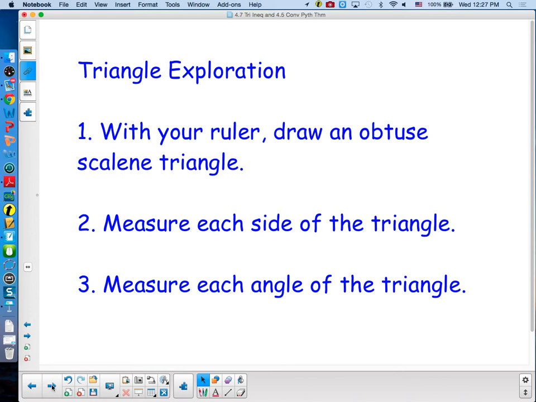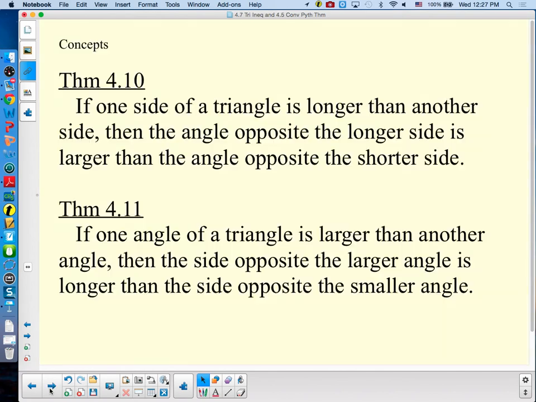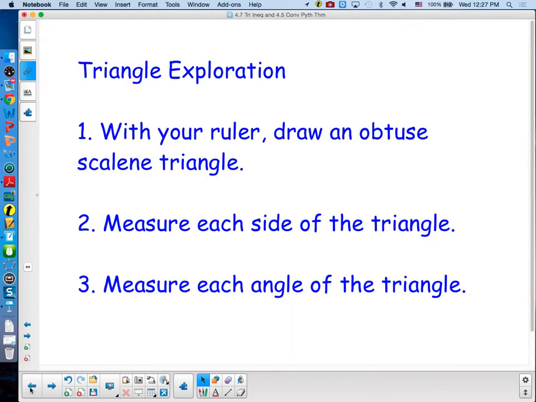All right, how many are done measuring everything? Hand up if you're done. Okay, we've got the majority of you. Now you've got the side lengths. Look at the longest side. If it's a right triangle, it's the hypotenuse, but you're supposed to make an obtuse triangle. So you see where the longest side is? Where's the biggest angle? Across from it.